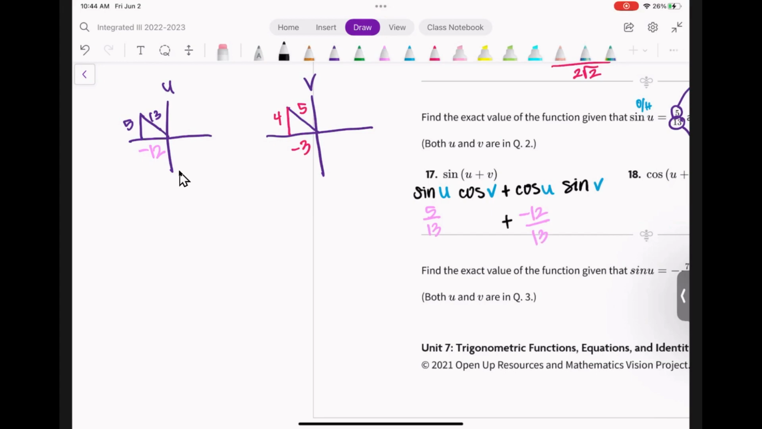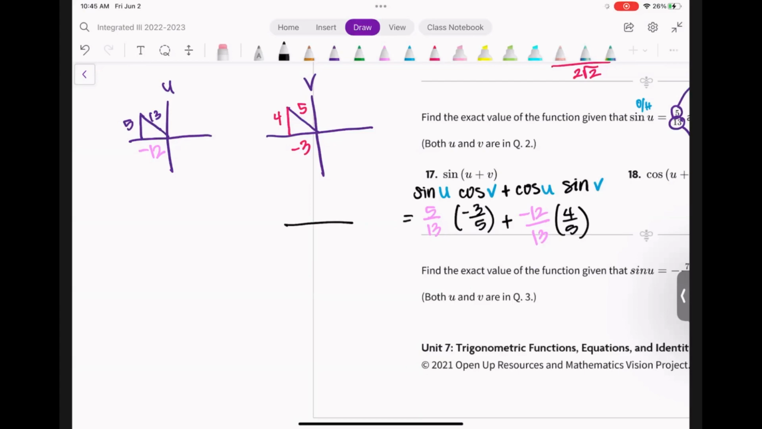I'm going to do the same thing with v. Go ahead and fill out cosine of v and sine of v. That shouldn't have taken you long, especially at this stage. The stage that we're in is we're just pulling all this information. So the cosine of v is going to be negative 3 over 5, and the sine of v is going to be 4 over 5. And then this is just a matter of you simplifying and getting all that information in.